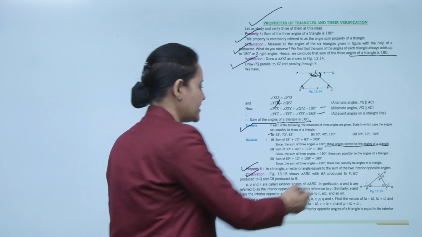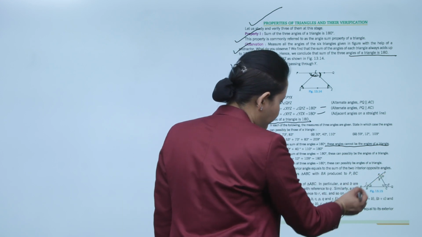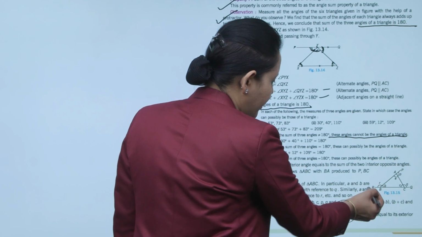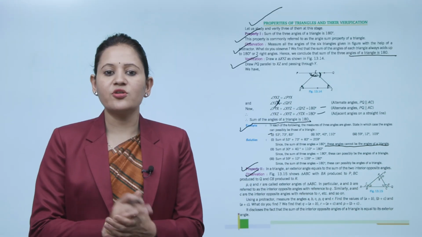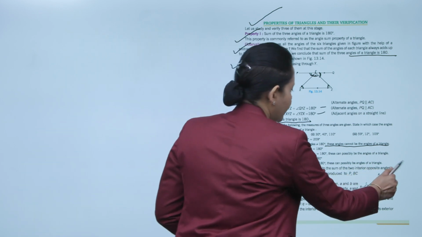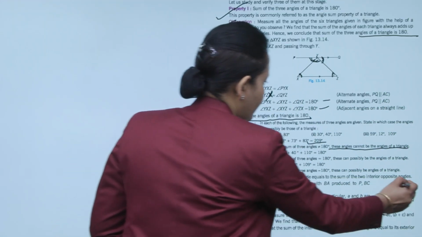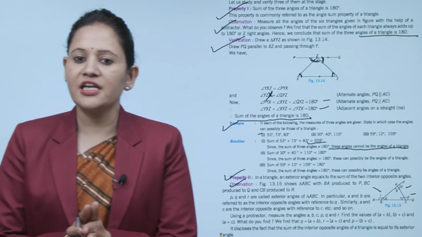Here this is triangle ABC. Here we have produced A to point P, B to point R and C to point Q. P, Q and R are called the exterior angles of triangle ABC.